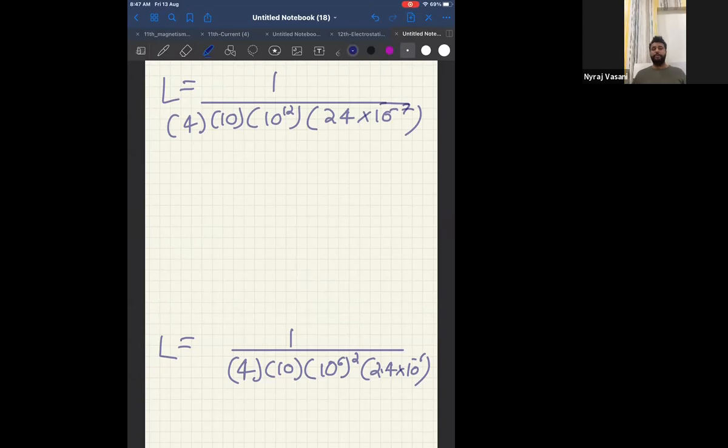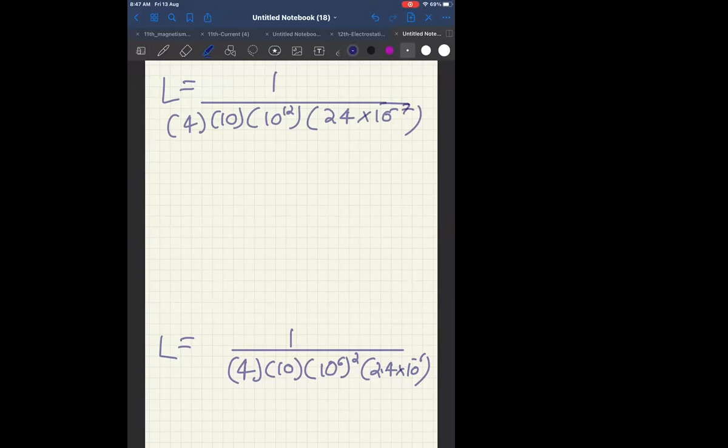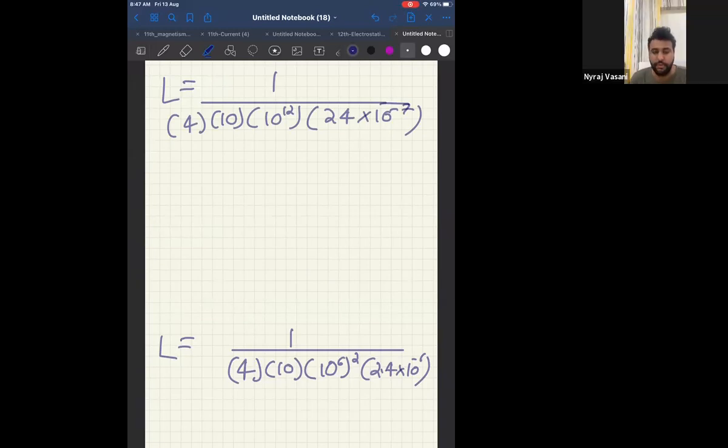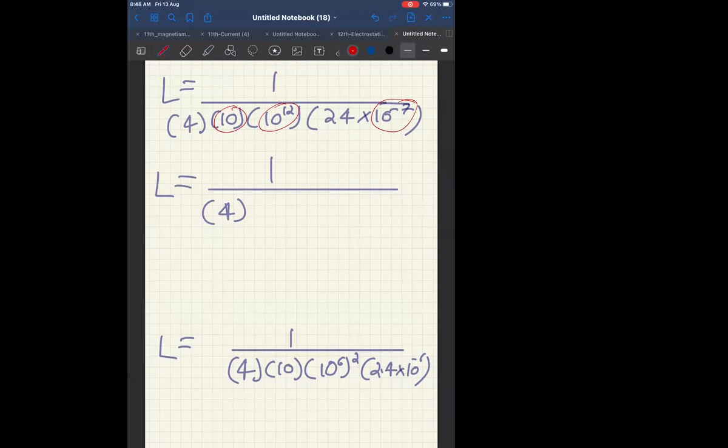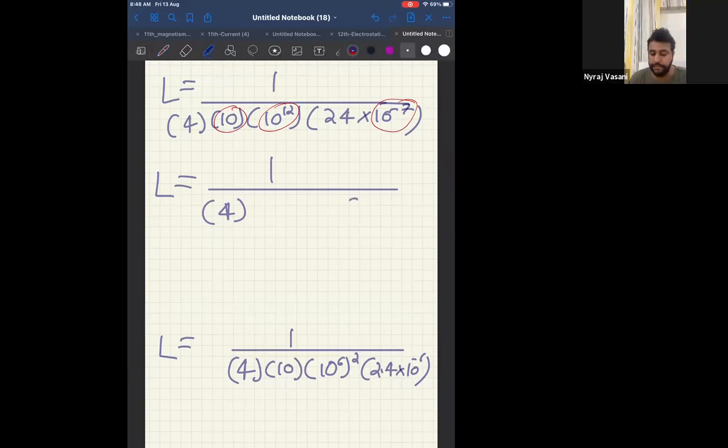Now look at the options. Are the options in millihenry, henry, microhenry, what? Can I say all my options are in henry itself? Therefore, I will get an answer which is close to henry itself. Therefore, L equal to 1 by 4. Now please look at this. 10 into 10 power 12 is what? 10 power 13? 10 power 13 and 10 power minus 7 is how much? 10 power 6. 10 power 6 or 10 power 5? 10 power 6.